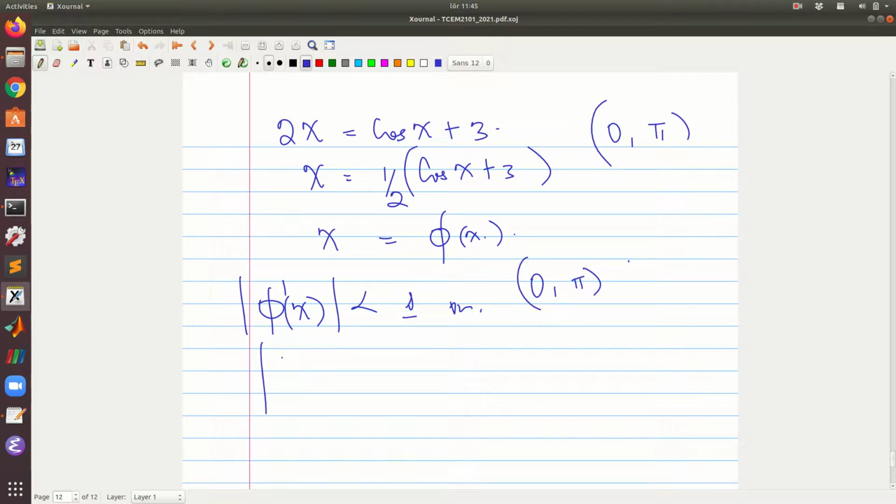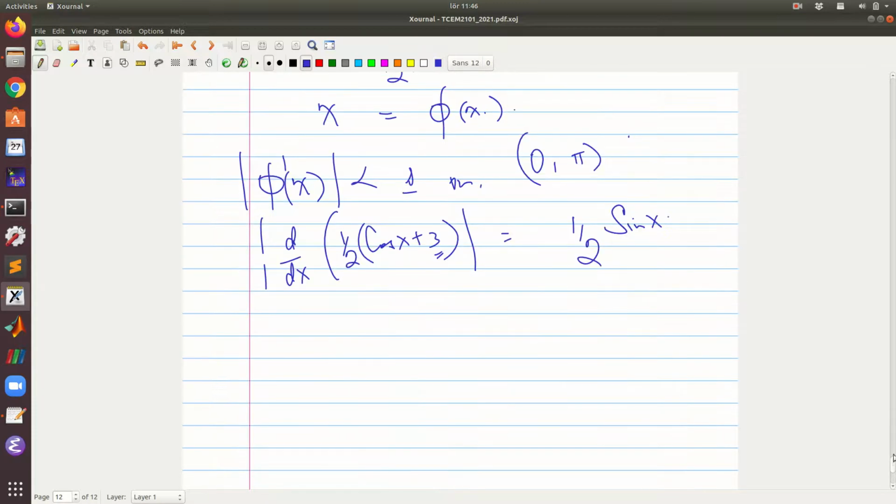So we know that if we differentiate 1/2 cos x plus 3, 1/2 will remain there, and then this is negative cos x, negative sine x. Since we are taking absolute value, we can say it is sine x, and then this is a constant, we get 0. So you can say that, and for sure this is less than 1 on the interval 0 to pi.